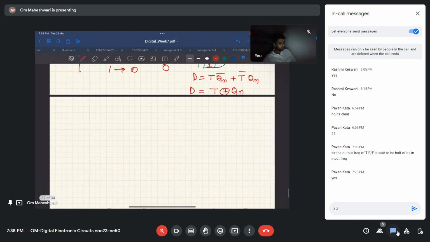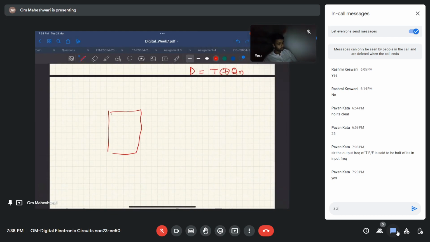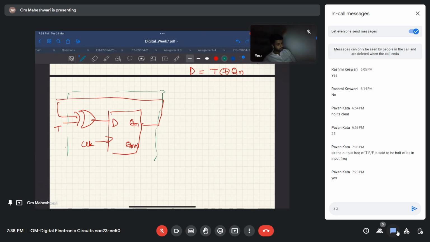So to make a T flip-flop from a D flip-flop, we need a D flip-flop with Qn and Qn plus 1. We have some input coming, T. We need an XOR gate, with the other input coming from Q. So this is a T flip-flop made using a D flip-flop.